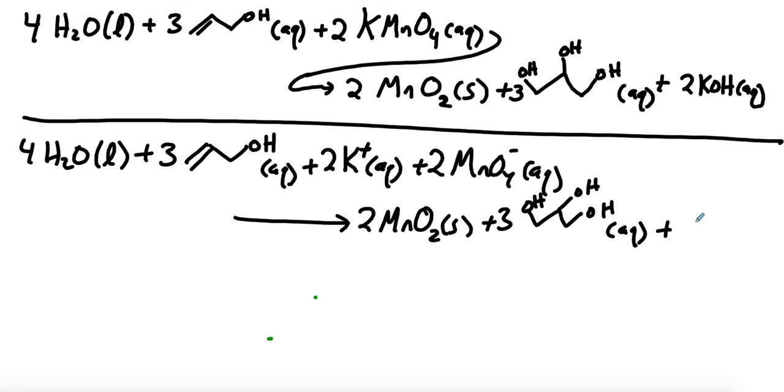And now we've got hydroxides. It turns out a lot of hydroxides are insoluble, but a higher priority rule is that potassium salts are soluble. So we've got 2 potassium ions, and then 2 hydroxide ions, also aqueous. Okay, so now we're done. This is the full ionic equation.